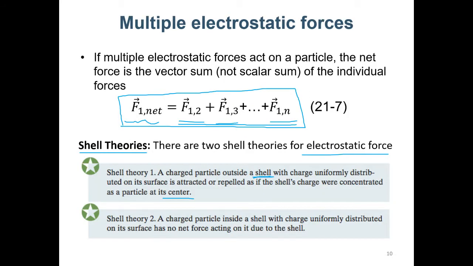We can just assume all the charge is distributed at the center, and that's it. So the important keyword is uniformly distributed. When it is a conductor shell, it is usually uniformly distributed. But for an insulator or dielectric shell, it's not necessarily like that. Usually the question will tell you how to assume the charges are distributed. But this usually works for the conductor shell, where the charge will uniformly distribute on the shell, and then you can just assume all the charge is distributed at the center.